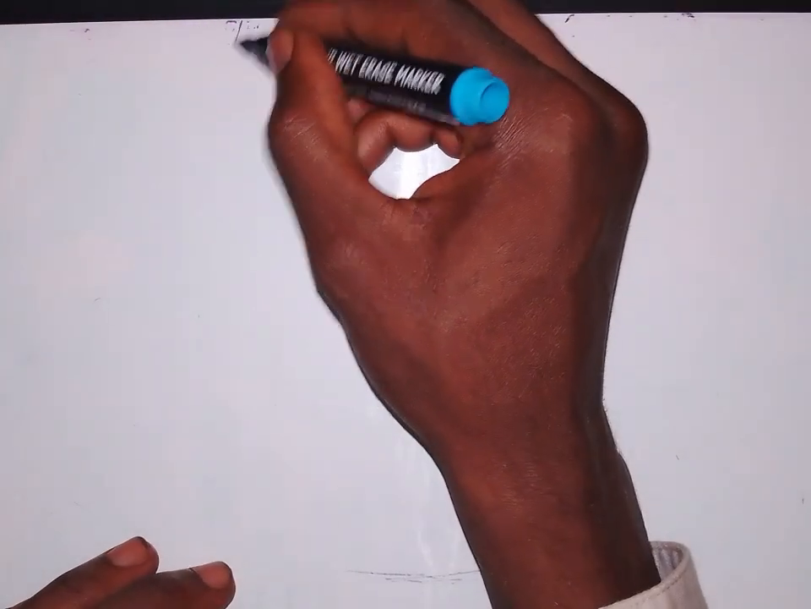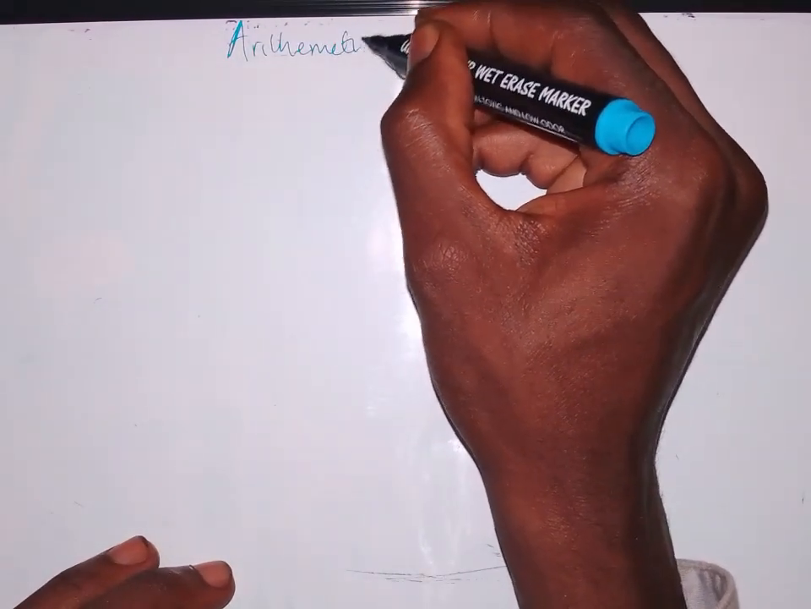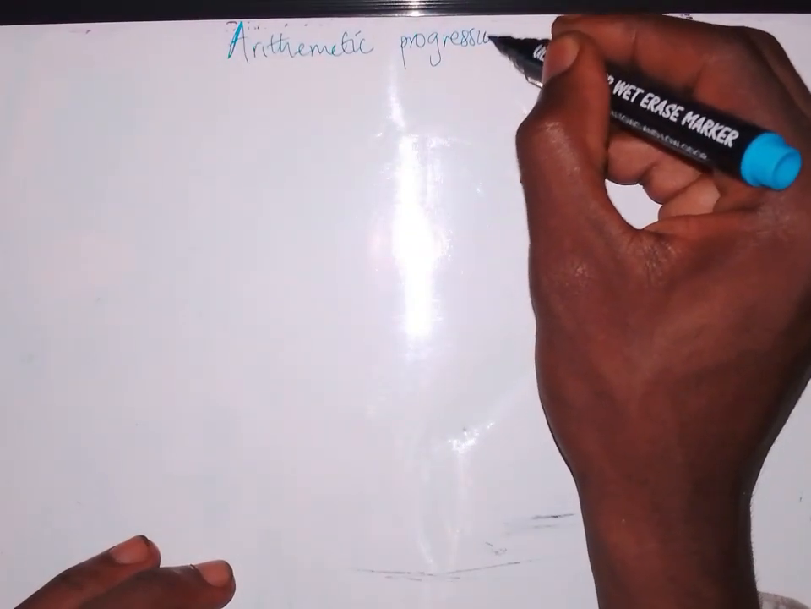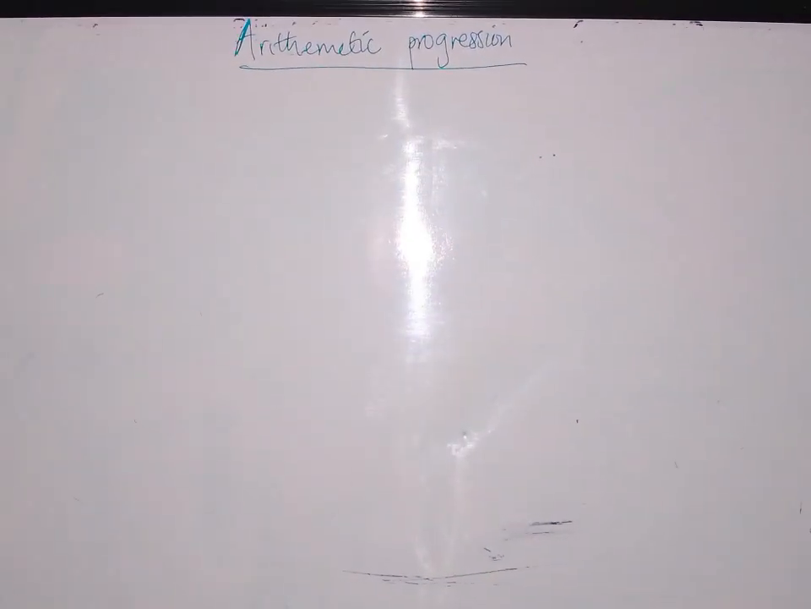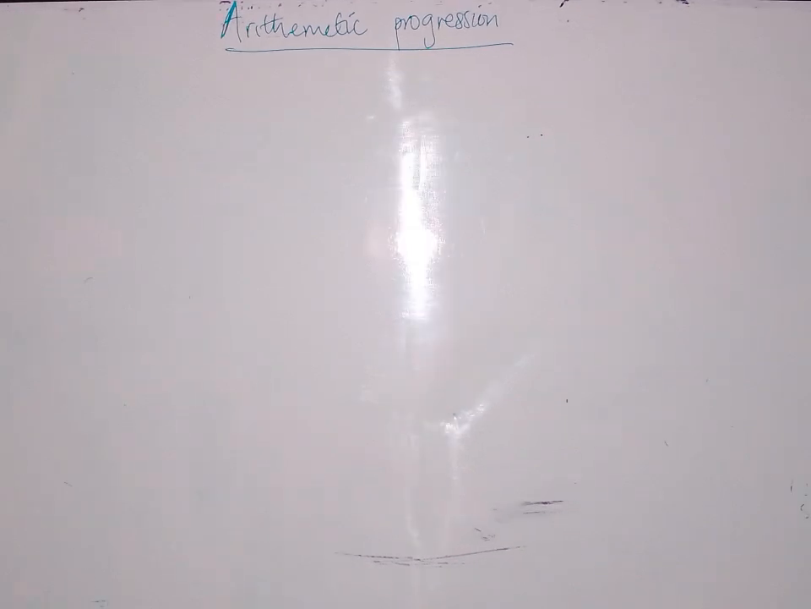So to begin, we'll be looking at arithmetic progression. Arithmetic progression is quite a simple and short topic. So what do we mean when we are talking about an arithmetic progression? An arithmetic progression is just a series of numbers where the difference between the terms is constant.